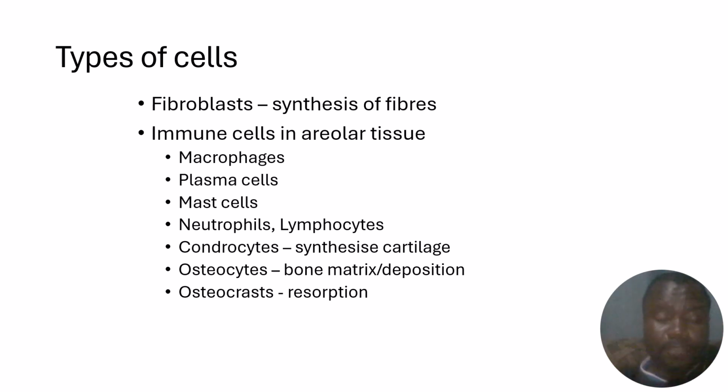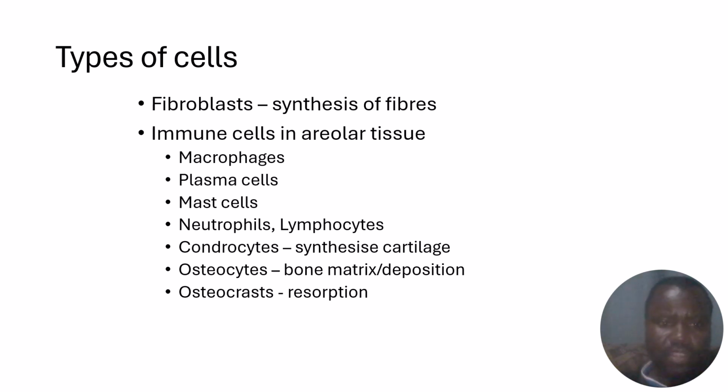Then the cells. There will be different types of cells, but basically the first type of cell you need to remember is fibroblasts. Sometimes it will come as fibrocytes. Fibrocyte is the most mature form, while fibroblasts are the less mature and have more synthetic ability. So fibroblasts produce fibers.